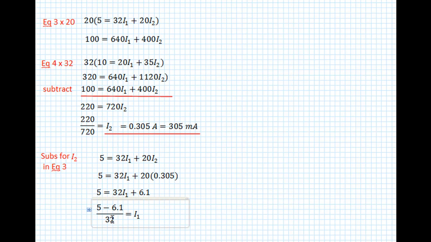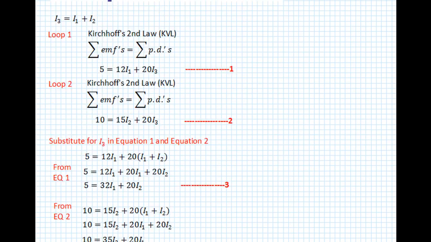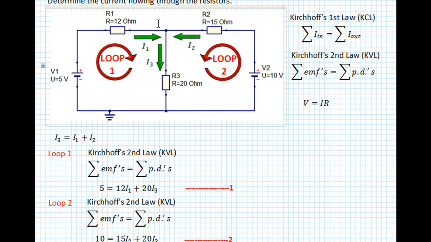Therefore 5 minus 6.1 over 32 equals I1, and again we can simplify that to get I1 equals minus 0.034 amps or minus 34 milliamps. The minus sign, the negative value, actually indicates that when we first drew in the arrows for the direction of the current flow, the direction we chose for I1 was actually in the wrong direction. It's not an incorrect value, it just means it goes in the opposite direction to what we originally chose. So I1 in actual fact flows in the opposite direction.